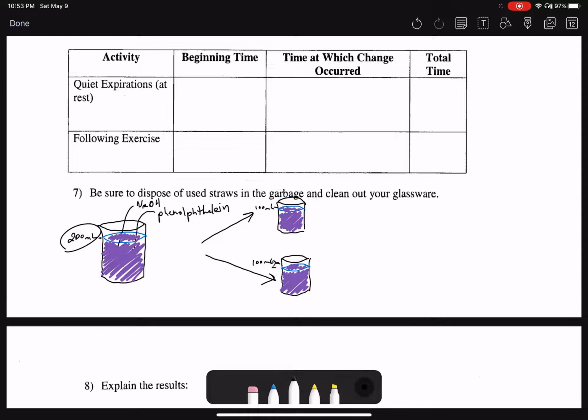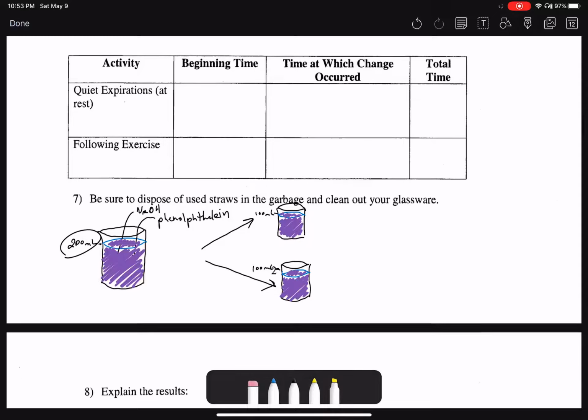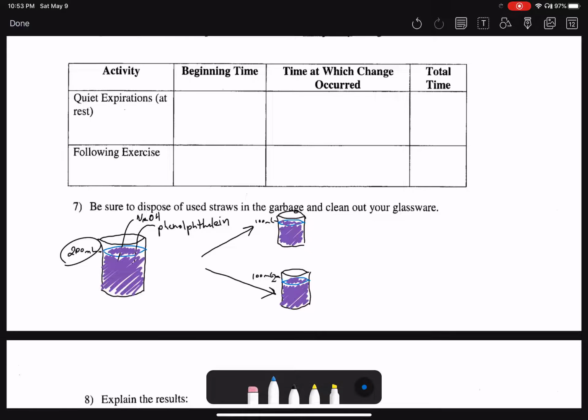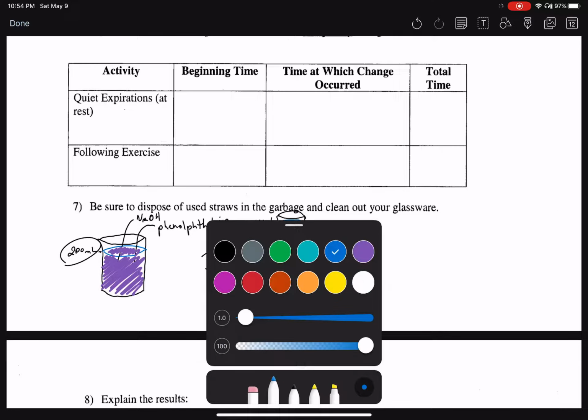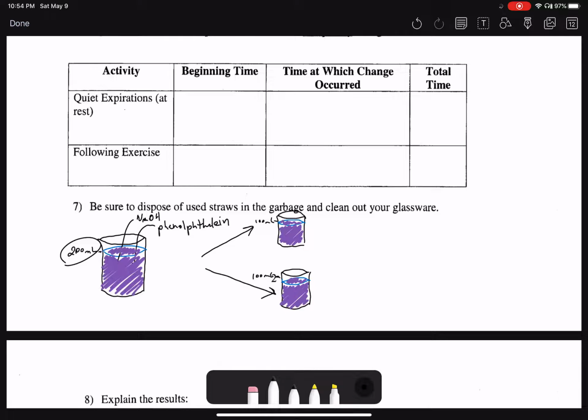All right. So the next thing we're going to do is ask someone to, sorry, I'm going to change colors here. There we go. We're going to ask someone to insert a straw into one of these beakers with the sodium hydroxide solution in it. And they are going to exhale into the straw, and we're going to time the amount of time it takes for the solution to turn clear.